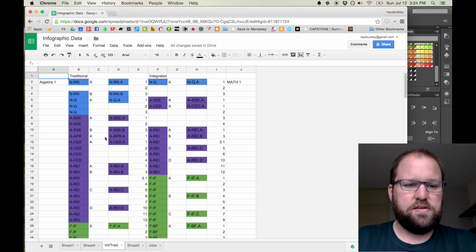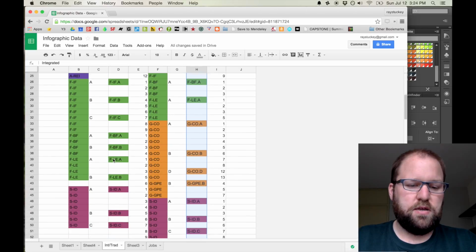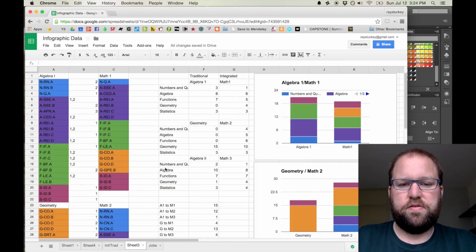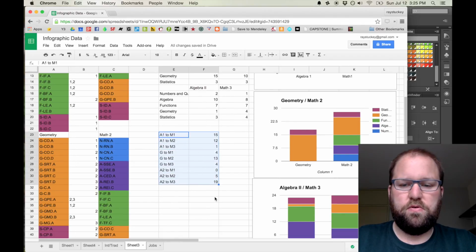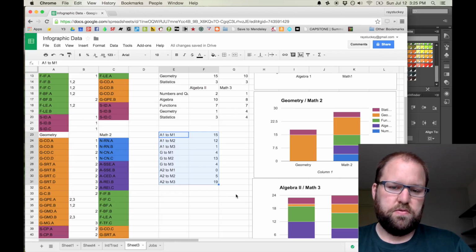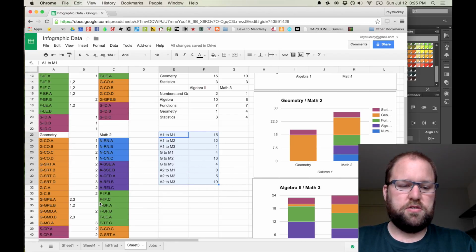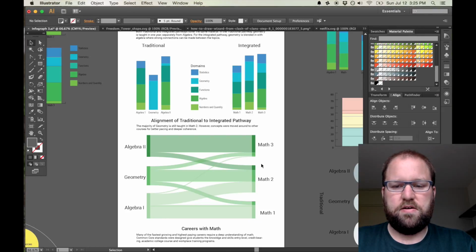So I have a list of all the standards in each class, and I broke this down into the domains. So these are the domains, and then I went a little bit further and figured out the graphs of which domains are in which subject and gave a graph of that. And then eventually I wanted to show where they moved when they went from Algebra 1 to integrated math. That was a large chunk of the time, getting the data for that graph.